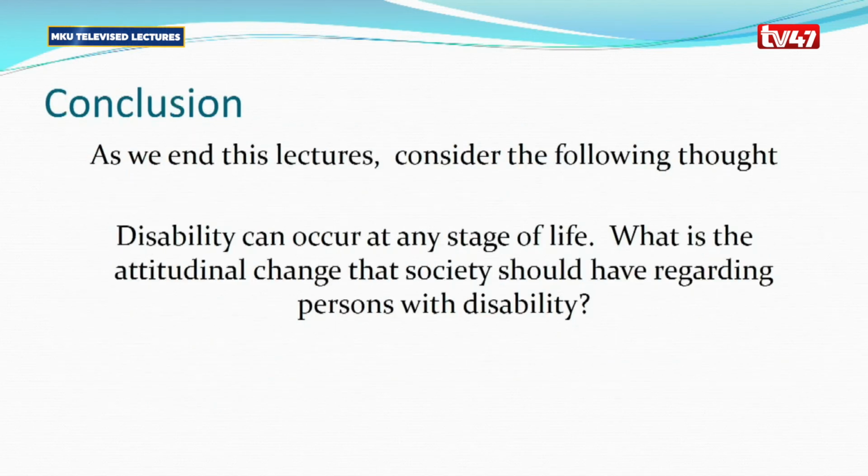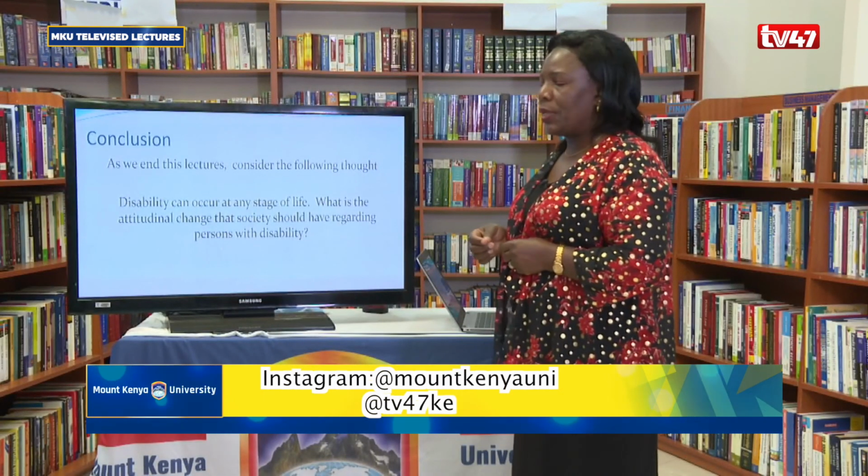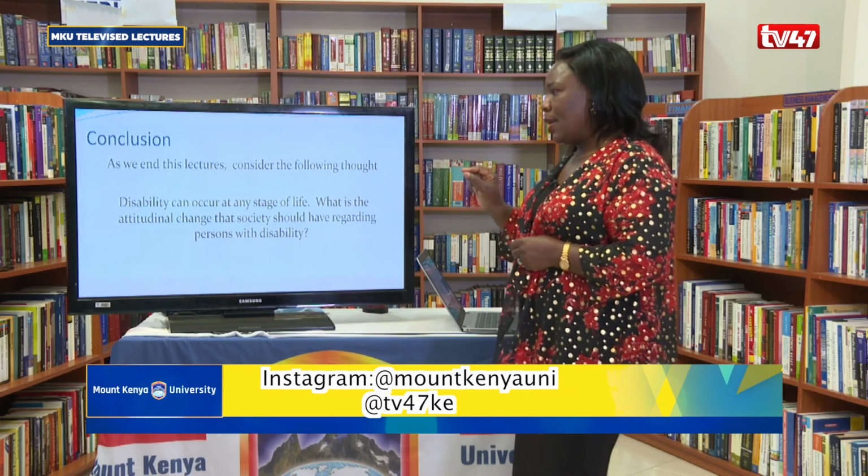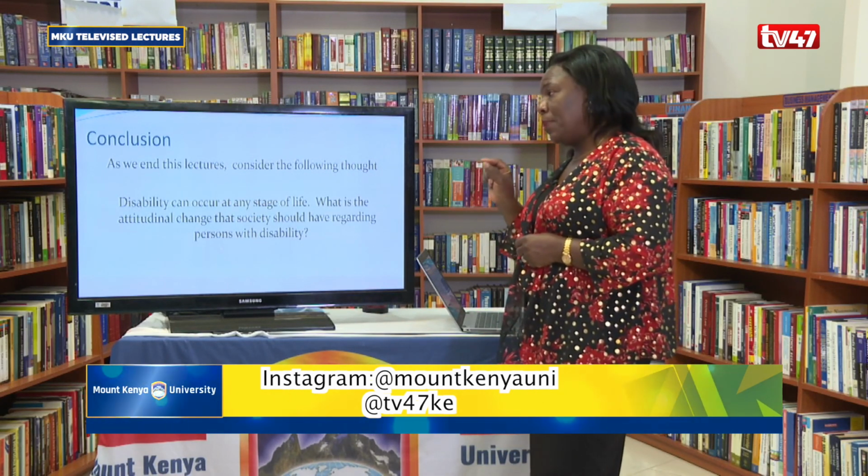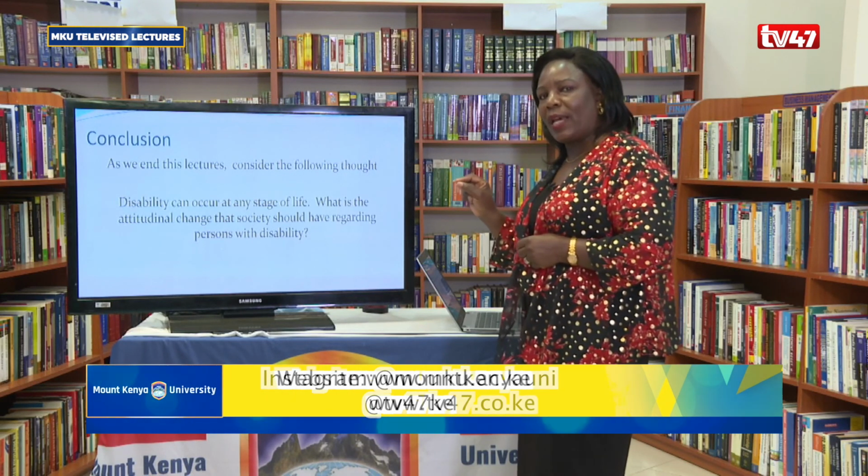We want to conclude. And as we conclude this unit, we want to say this: it is always good to know that behind someone, a human being with disability, behind that disability is a human being who ought to be treated with human dignity. Do exactly that. I have some thoughts that I want to share with you as we conclude this unit. Disability can occur. Remember, this is a thought. Disability can occur at any stage of life.